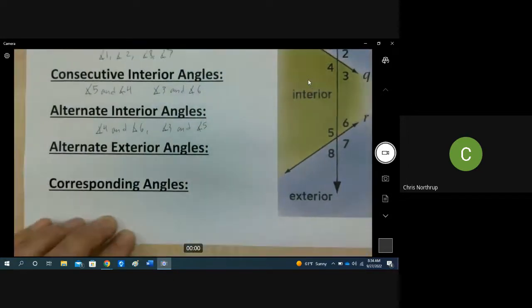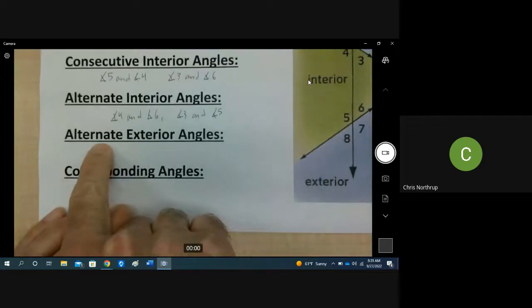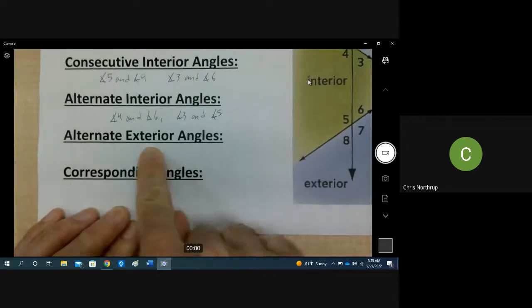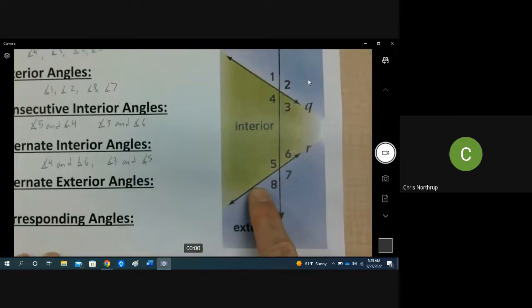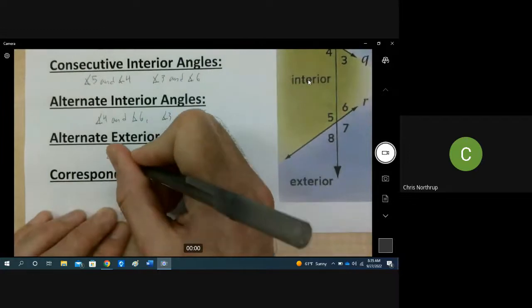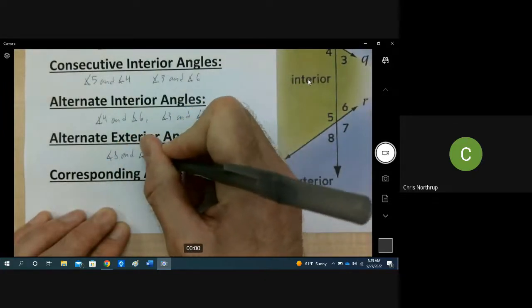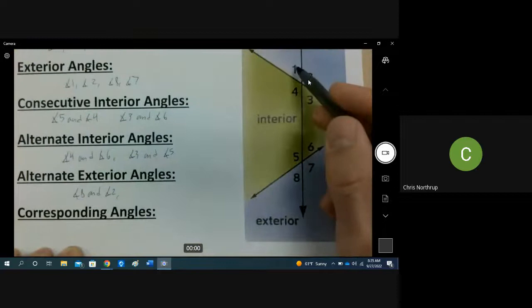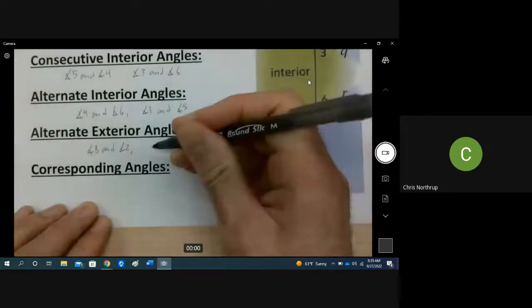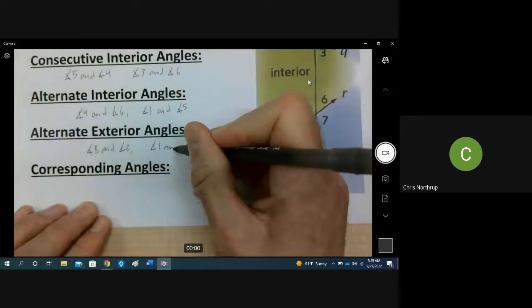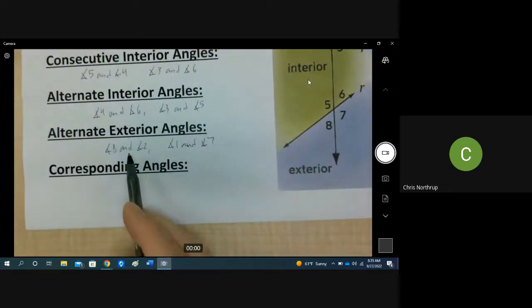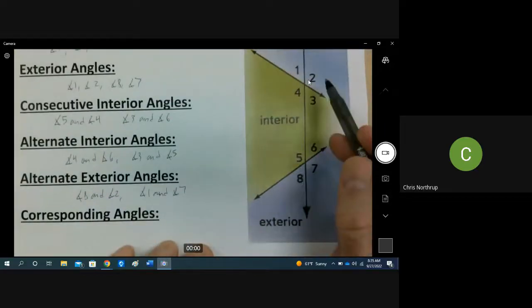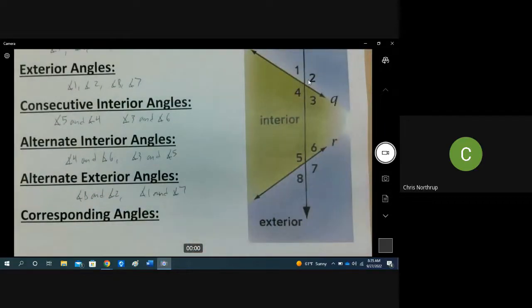Some exterior angle pairs, same thing. Alternate means opposite side of transversal. So those are going to be like 8 and 2 because those are outside of the two lines and they're on opposite sides of T. So angle 8 and angle 2. And then the last alternate exterior pair would be 1 and 7. Angle 1 and 7. And you might be wondering, well, where's the consecutive exterior? Sure, we could identify those like 8 and 1, 2 and 7. Those are not angle pairs we typically deal with, but you could identify them if you had to.